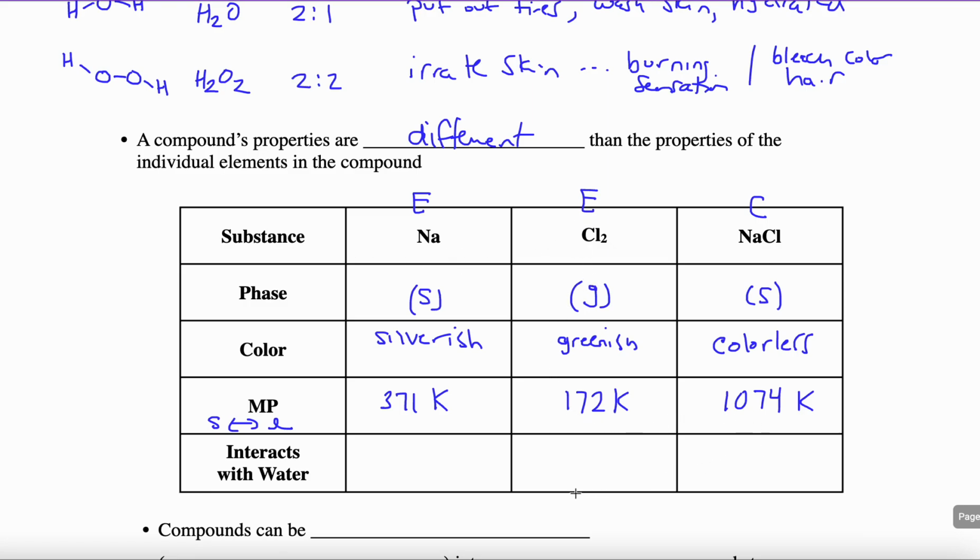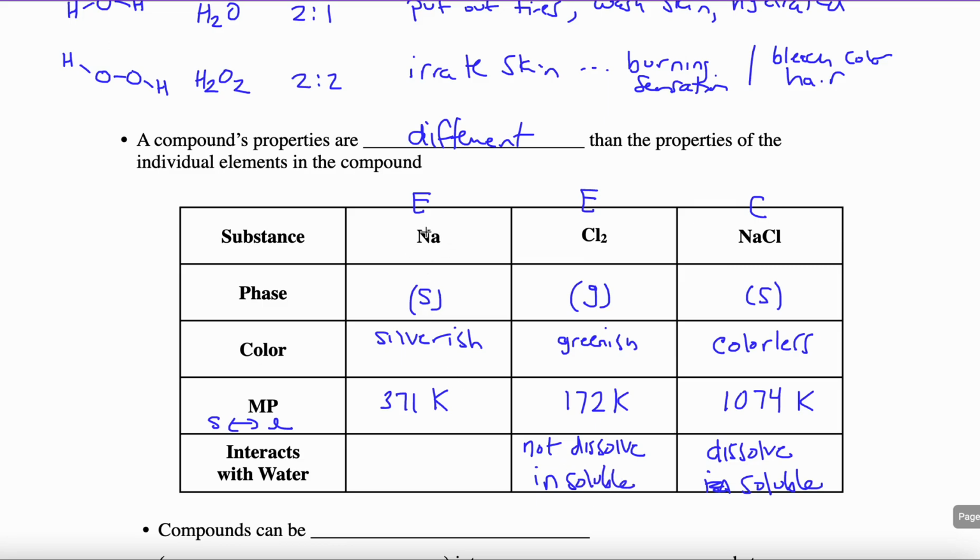Now, take a look at this. When you put each of these in water, what happens? When you put NaCl, salt crystals, in water, they dissolve. That means they are soluble. Now, chlorine, it's in the gas phase, and when you try to put it into water, it does not dissolve. Gases tend to be insoluble in water.